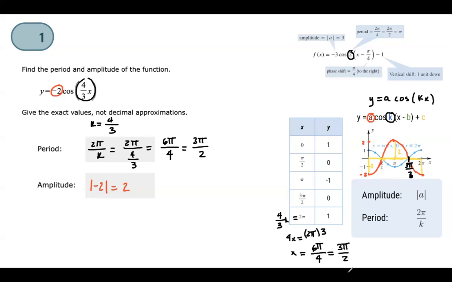So that's another way of approaching that. Both ways, you get 3 pi over 2, and the amplitude will simply be the absolute value of A.